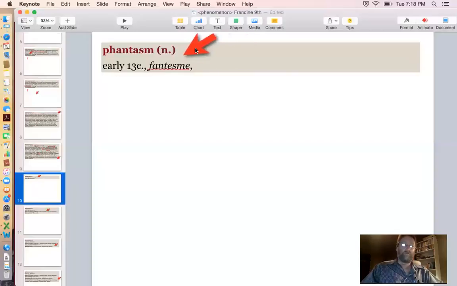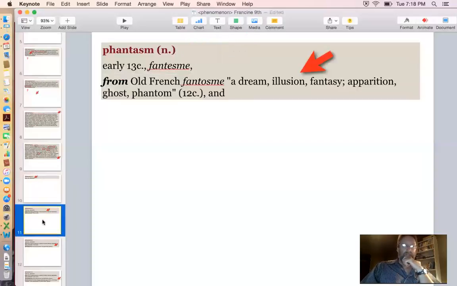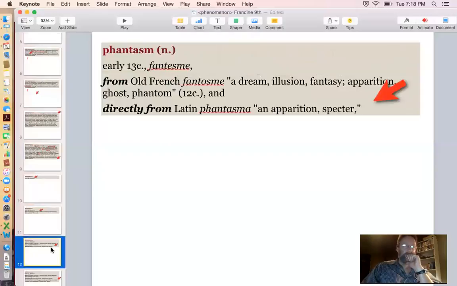So we saw phantasm from early 13th century. But that came from the Old French. And here we have this idea of dream, illusion, fantasy, apparition, ghost. This is the phantasm that I was thinking of. That came directly from the Latin phantasma. Now notice we have the F here and the PH here. So as it's going through the languages, changes are happening to the spelling.